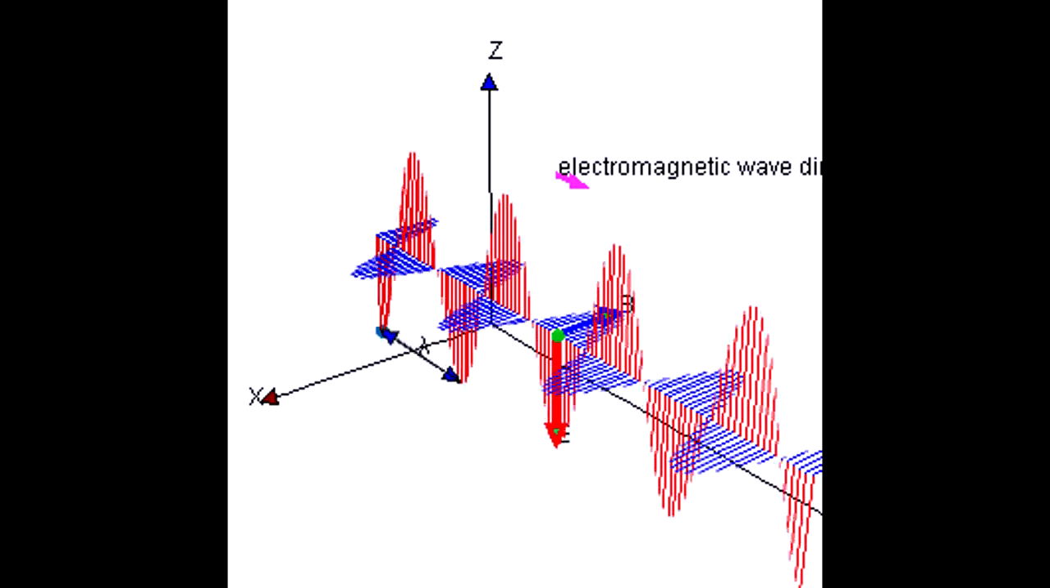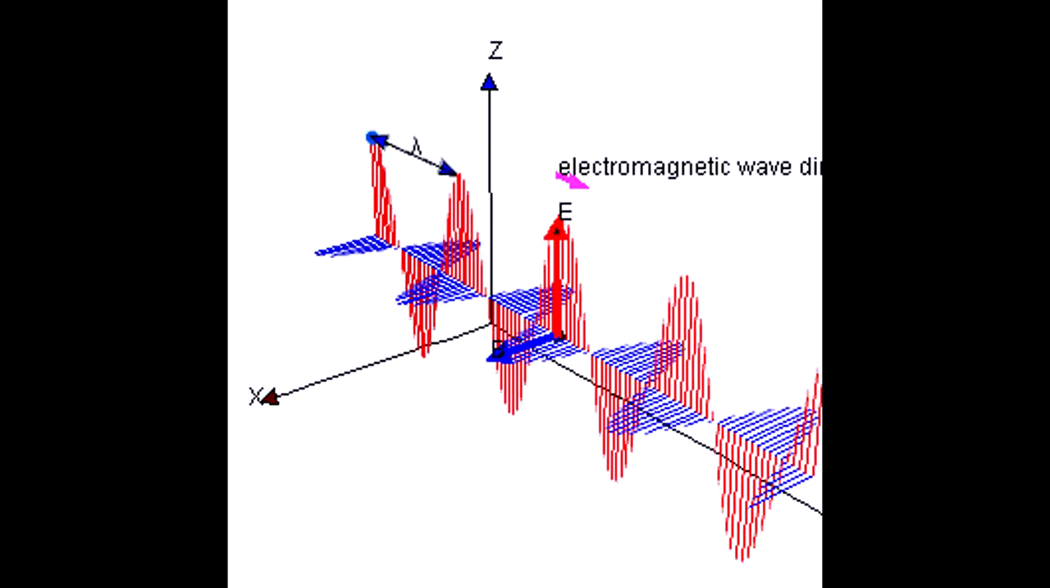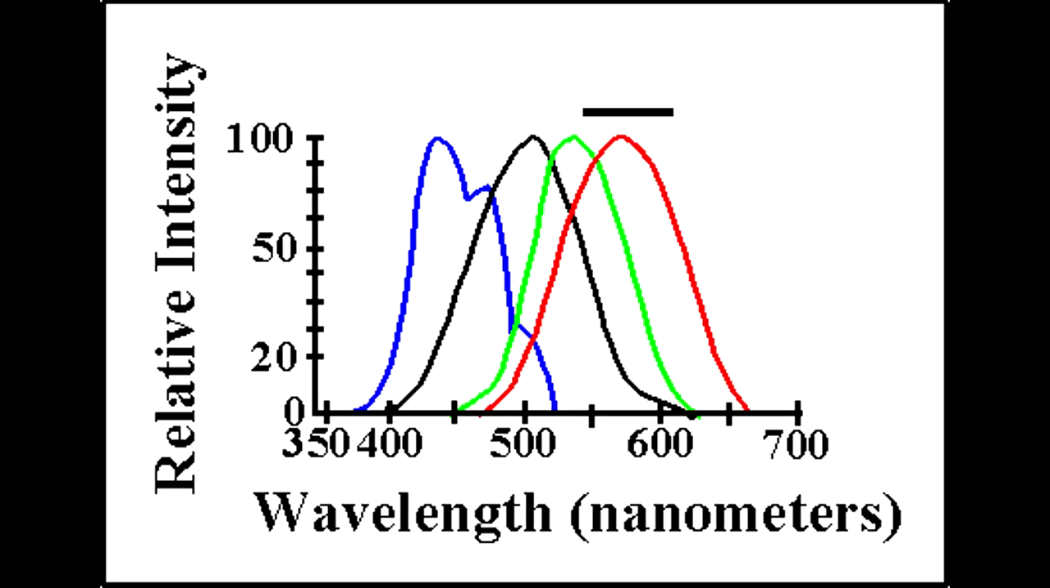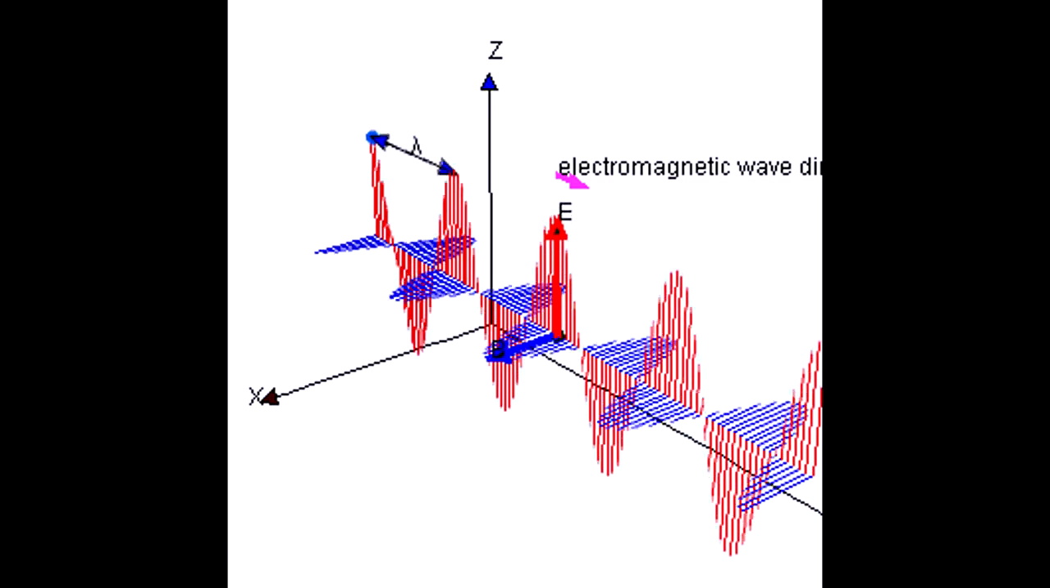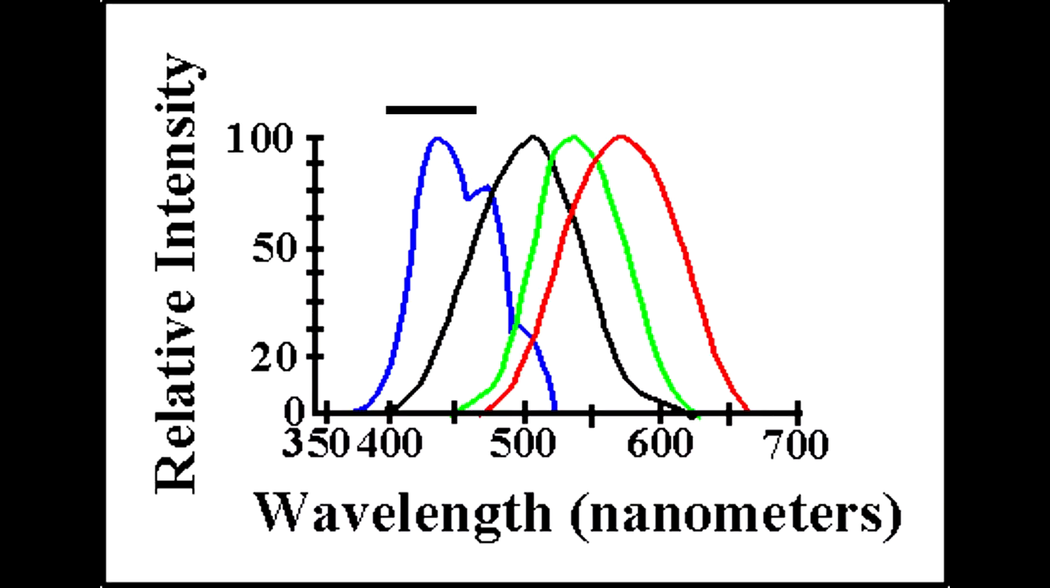If the electric field oscillates at 400 terahertz, then the red cones in your eyes will detect this light, and your brain says red light is present. If the field oscillates at 600 terahertz, then the blue cones in your eyes will detect this, and your brain will say blue light is present.